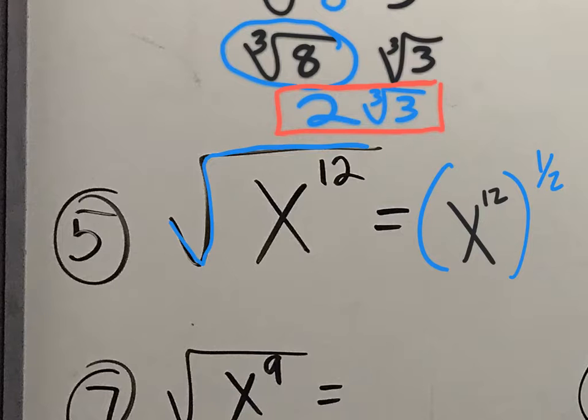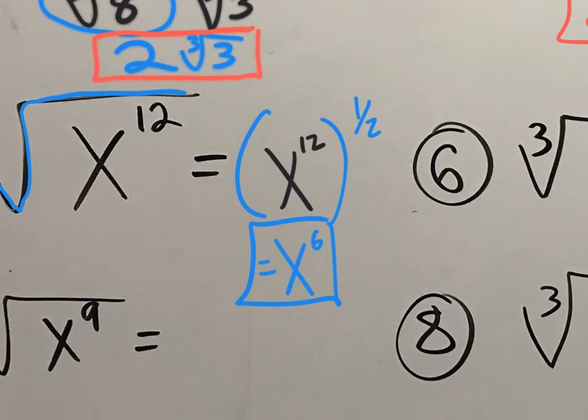So we're really lucky that we have an exponent right here that's divisible by 2. 12 times half, that ends up giving us 6. So the answer is x to the 6th, okay? Equals x to the 6th. Moving on to number 6.